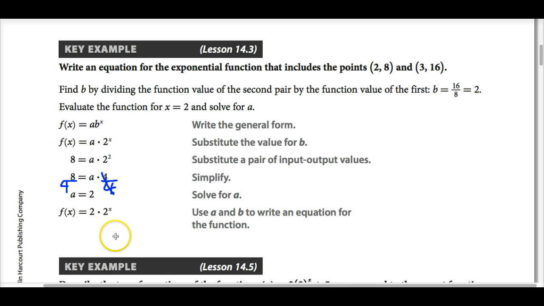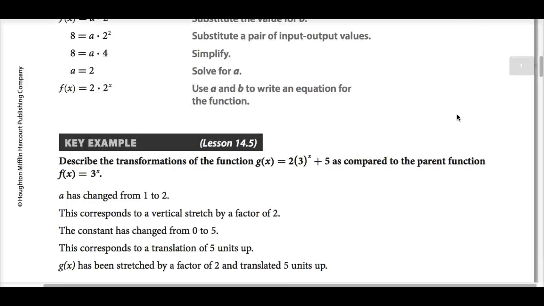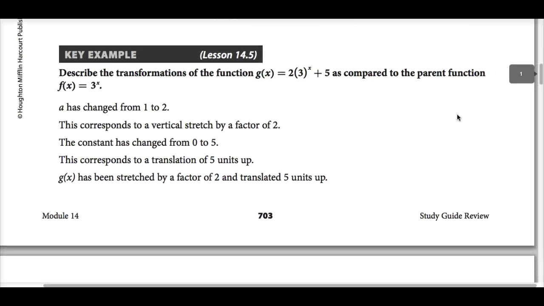So then, what is the equation? F of x is equal to 2 times, right? Because that's the very first number. And then 2 raised to the power of x. Because that's how you're supposed to write the equation. Okay, very simple. Now let's go down to 14.5.